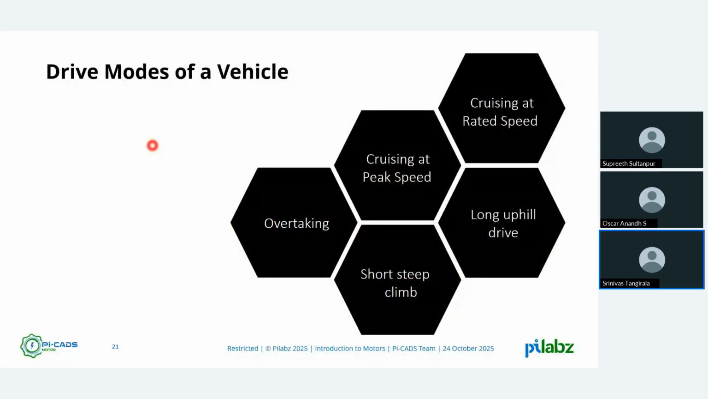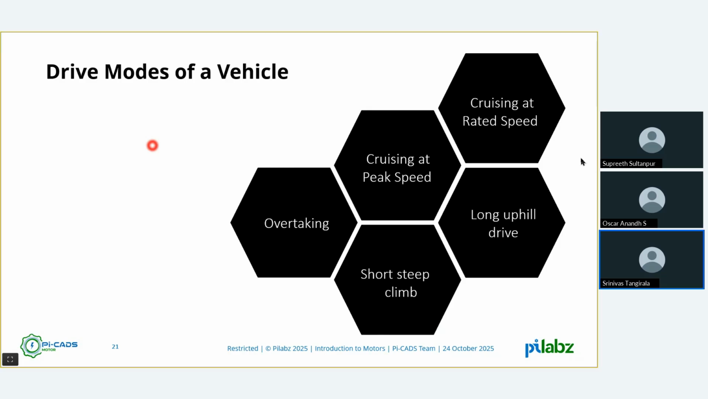So that is what we will do in this short session. When you look at a vehicle, what is the purpose of a vehicle? It is, of course, used to move from point A to point B, but along the way you have several drive modes of the vehicle. You'll be overtaking, meaning you will accelerate for some time, and sometimes you will just cruise at a peak speed, on a highway or somewhere with no traffic, and then you can also cruise at rated speed, which is smooth cruising at a very comfortable speed.